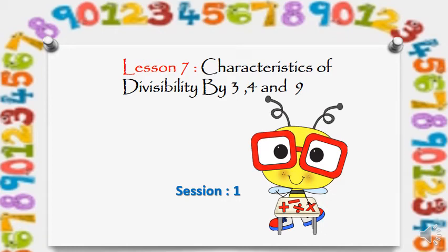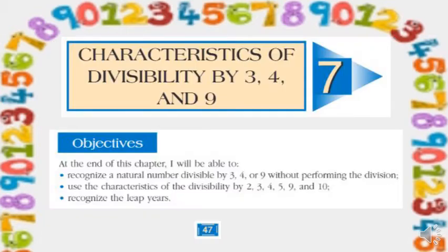Hello grade 5 and welcome to our new lesson, which is lesson 7, characteristics of divisibility by 3, 4 and 9. As we said, this lesson is lesson 7 in our book, which is page 47, and in this lesson we have many objectives. You are going to be able to recognize the numbers that are divisible by 3, 4 and 9 without performing the division, just identifying the divisibility rules. Also, you have to identify the divisibility rules of 2, 5, and 10.